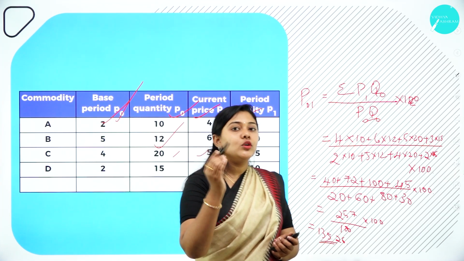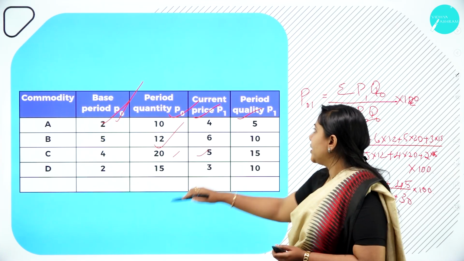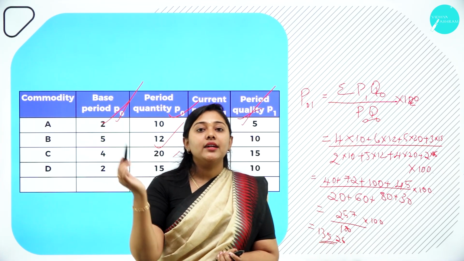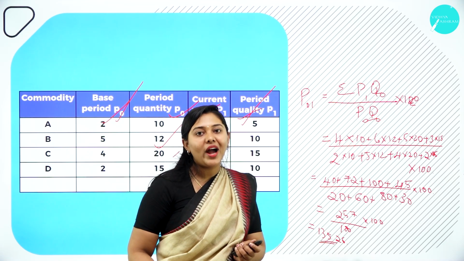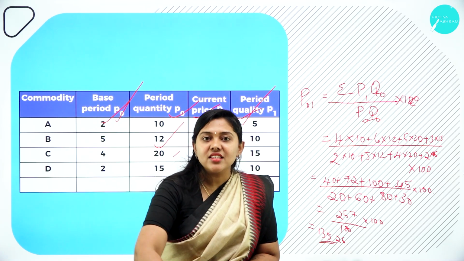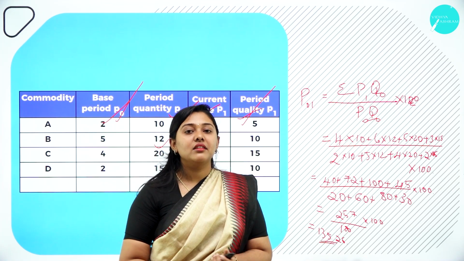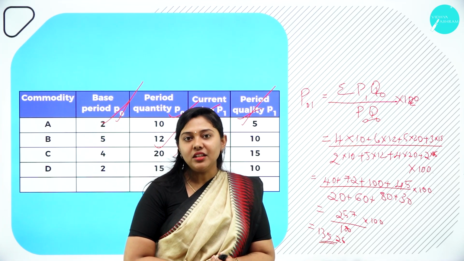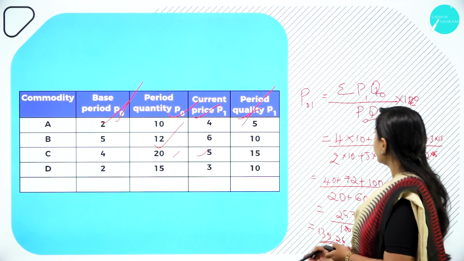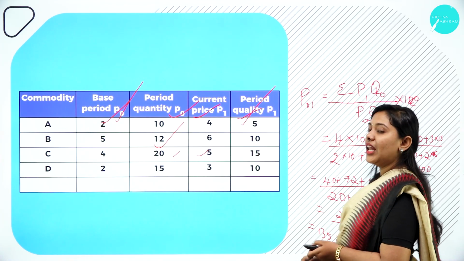Similarly, if we use the current year quantity, that is the current period quantity, and calculate the value, you can see the comparison between the base period price and the current period price that has changed. So let us look into that. The formula will change.